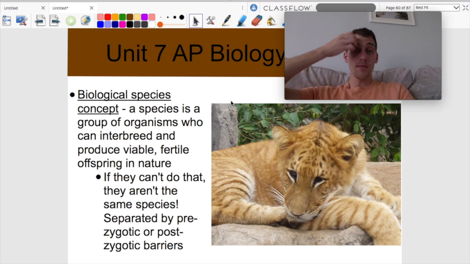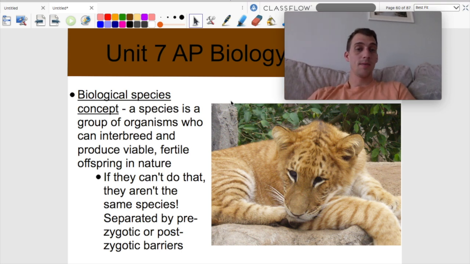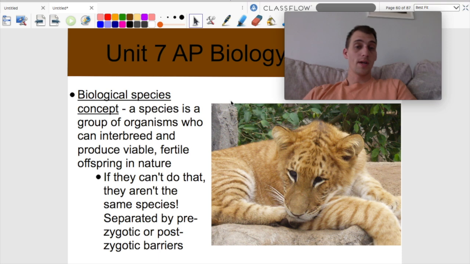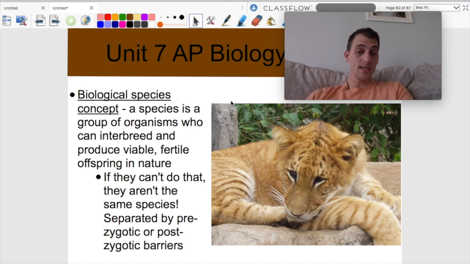Okay, and something I already mentioned, the biological species concept. A species is a group of organisms who can interbreed and produce viable fertile offspring in nature. If they can't do that, they are not the same species.